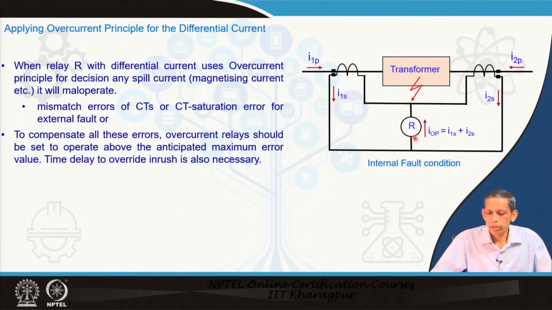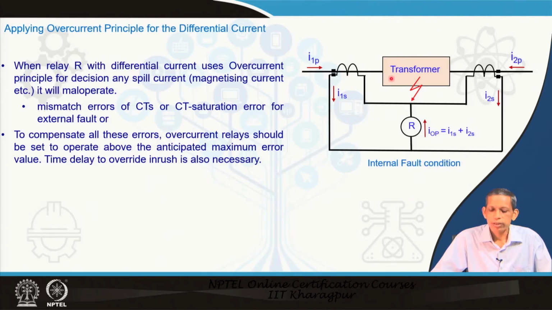So, by an overcurrent principle, we can discriminate whether the fault is internal to the transformer, external, or a normal loading condition. That is why we can think of an overcurrent principle for these differential applications with available currents from the CT, as shown here, and the connection as we have followed in this diagram. However, there are numerous problems in applying the overcurrent principle to the differential current branch.